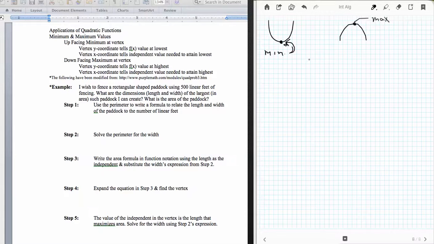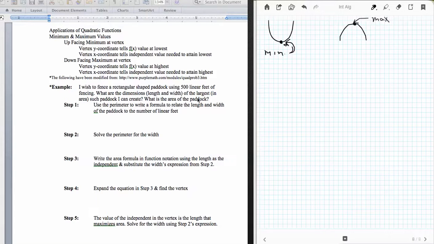Now, one of the types of application problems that we will see is going to be minimizing and maximizing of areas. So these problems take on a double type of feature. What we're going to be looking at is some formulas that we already know and creating an expression from one formula to plug into a second formula. So let's look at this example.